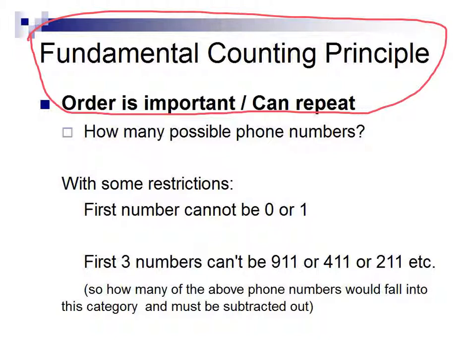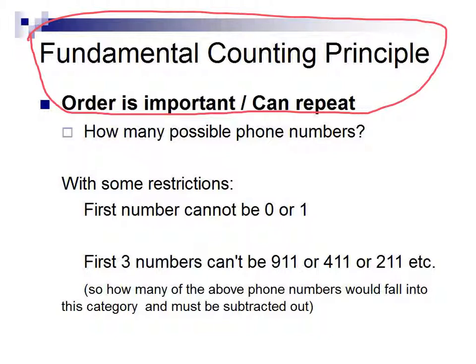For instance, phone numbers. Okay, the order that you type in the numbers in your phone is important. If you mix up a couple numbers, that's someone else's phone number. That's what we mean by order is important. And yes, you can repeat numbers. You might have 2 4s in your phone number, and that's fine.